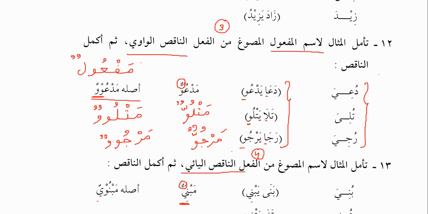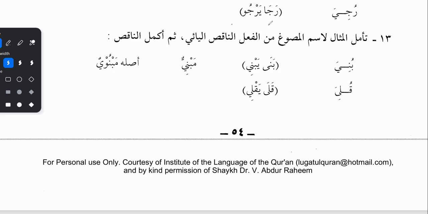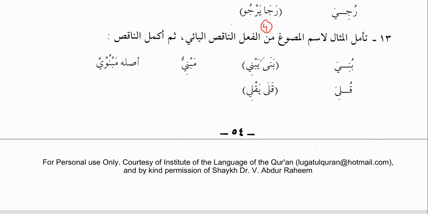Now let's do the next question. That is question number 13. So it's the same. We will follow the same pattern. So it is mafool and we will form it from fail naqis yai. Now we have fail naqis yai and this is the fourth one and the last one that we will learn in this lesson. And we will follow the same thing, but instead of waw, you will see a ya here.